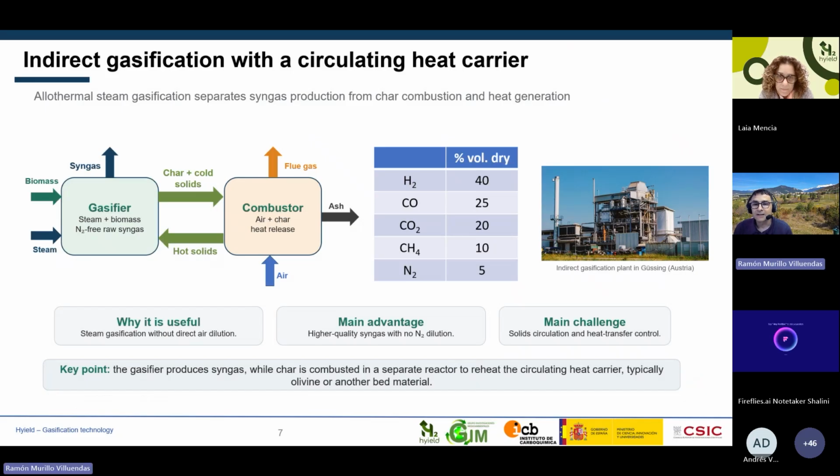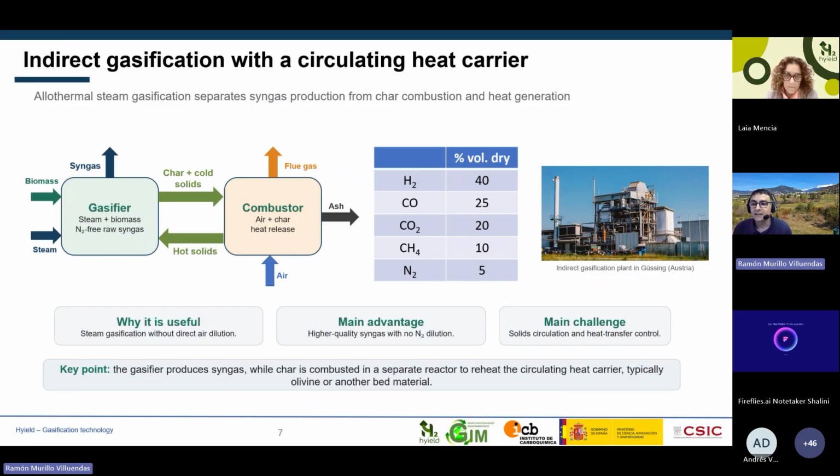In the next 3 slides, we will go through 3 different gasification concepts. Here we can see the concept of indirect gasification using a circulating heat carrier, which is the same principle applied in the industrial Güssing plant in Austria. In this configuration, the process is divided into 2 interconnected reactors.